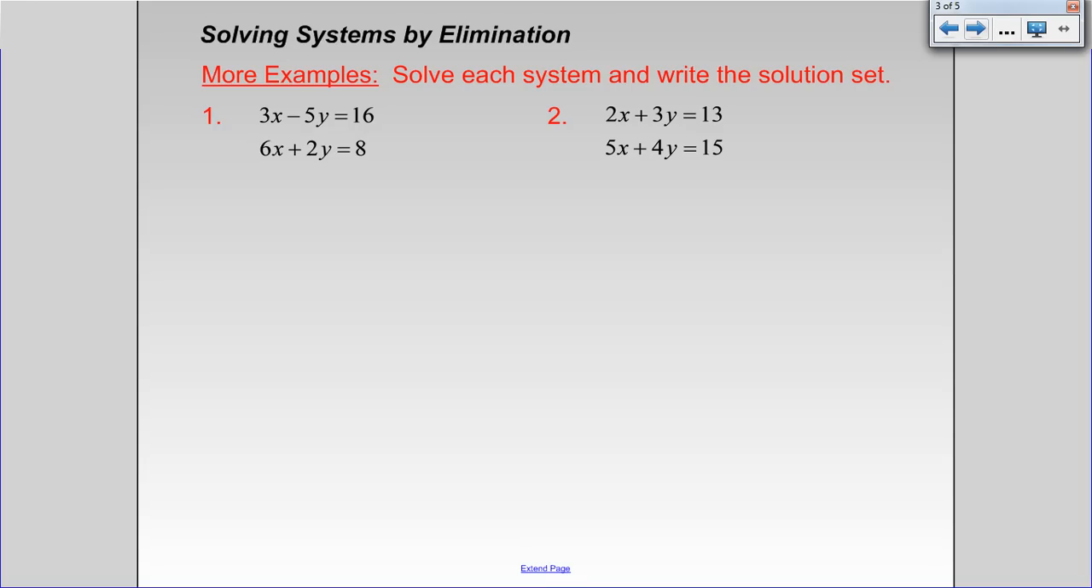Number 1, 3x minus 5y equals 16. That will be equation number 1. And 6x plus 2y equals 8. We'll call that equation 2. Both equations are in the form ax plus by equals c. However, neither the x terms nor the y terms have opposite coefficients. So we will need to multiply one or both equations by a constant. In this case, the simplest way to obtain opposite coefficients would be to multiply equation 1 by negative 2.